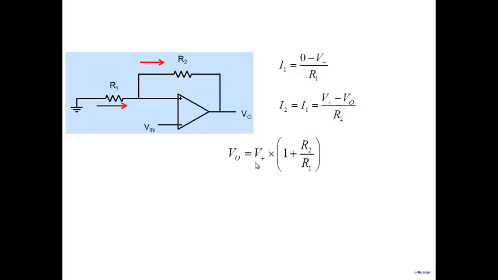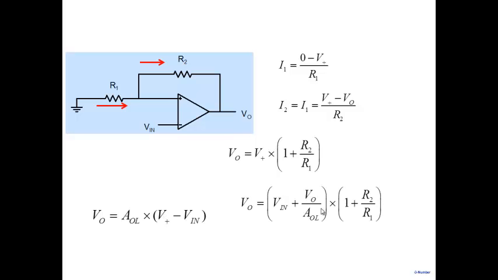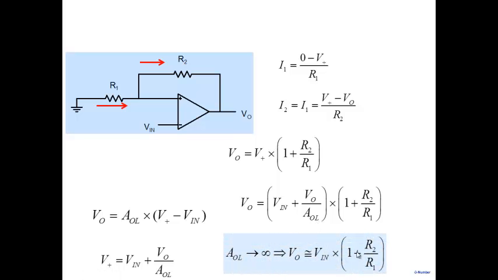If I rearrange this, I get V0 equal to V plus times 1 plus R2 by R1. Next, what do I write? This equation is still valid. The output voltage of the op-amp is the open loop gain multiplied by V plus minus V in. So I extract V plus from here and substitute here. I get this one. The gain of the op-amp is very high. I get V in times 1 plus R2 by R1.